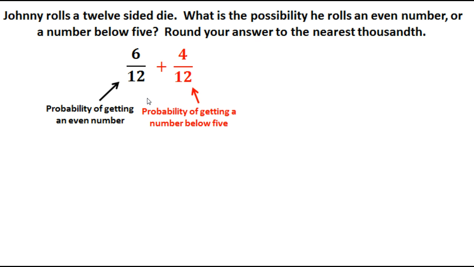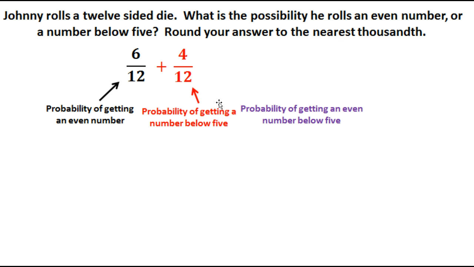But some of these actually are counted twice, because if we think about it, 2 is an even number and it's also a number below 5. 4 is an even number and it's also a number below 5. So 1 and 3, nope, neither one of those are even numbers, excuse me, so we don't have to worry too much about those. But we do have a 2 and a 4 that are actually duplicated within here. They are an even number and they are a number below 5. So we're going to have to remove those out.